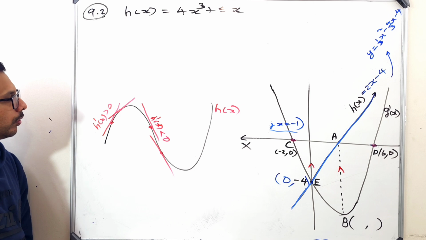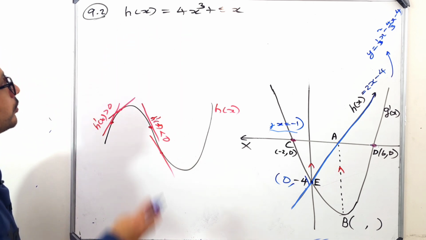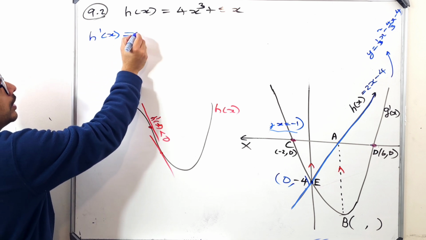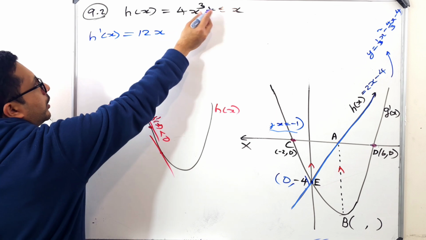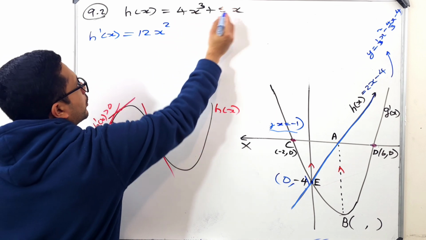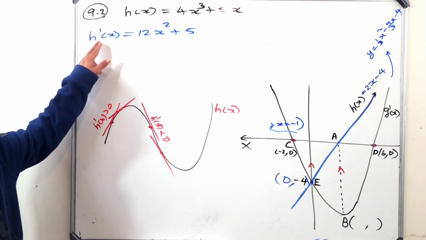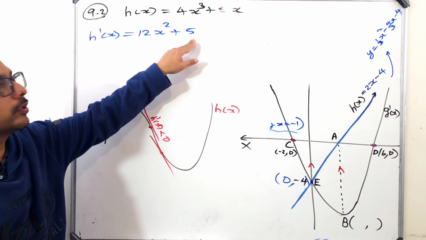Okay, so now let's see what is the first derivative of this one. h dash of x is equal to 3 into 4, 12, x to the power 3 minus 1 is 2. What is the derivative of 5x? It is 5, am I right? So the first derivative, h dash of x, is 12x squared plus 5.